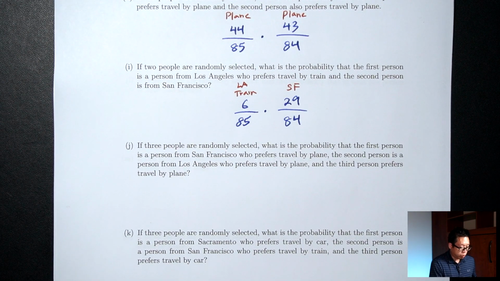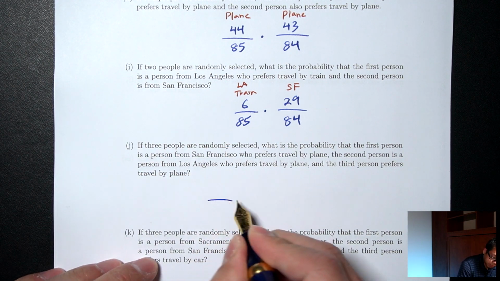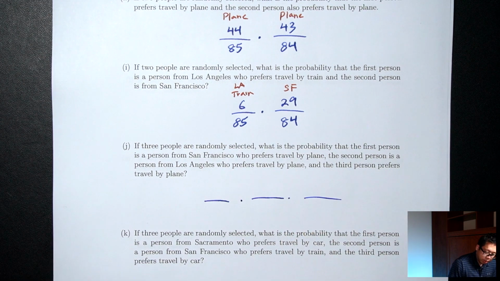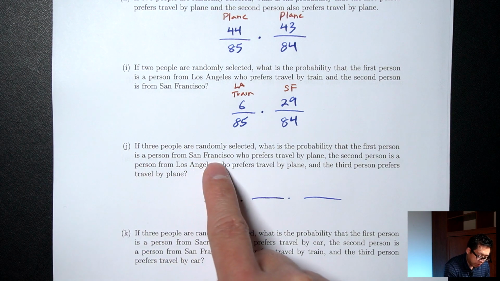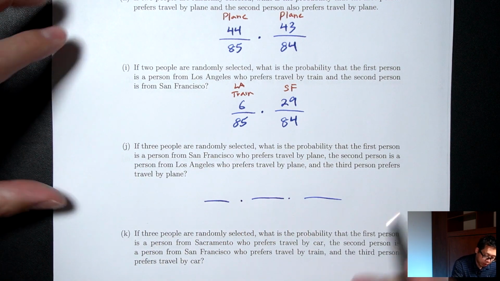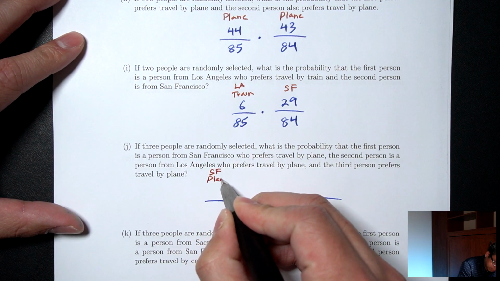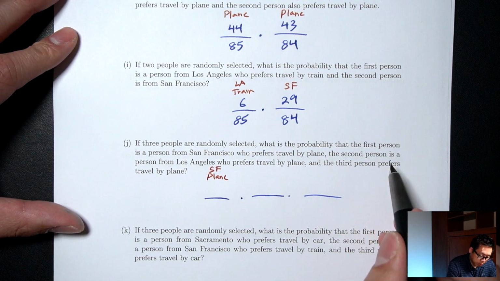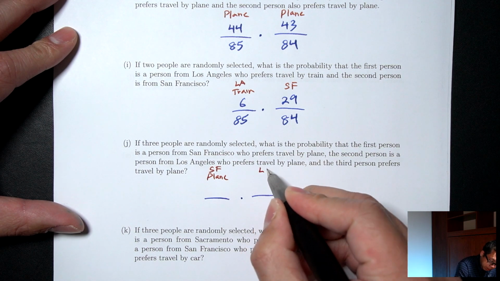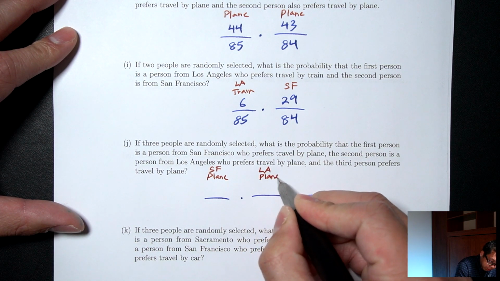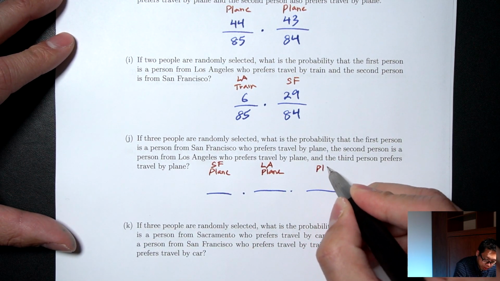J, if 3 people are randomly selected, so 3 people, 3 fractions. What's the probability that the first person is a person from San Francisco who prefers travel by plane? So first person is going to be San Francisco plane, SF plane. Second person is a person from Los Angeles who prefers travel by plane. Second person is LA plane. And the third person prefers travel by plane. So third person is just plane in general.